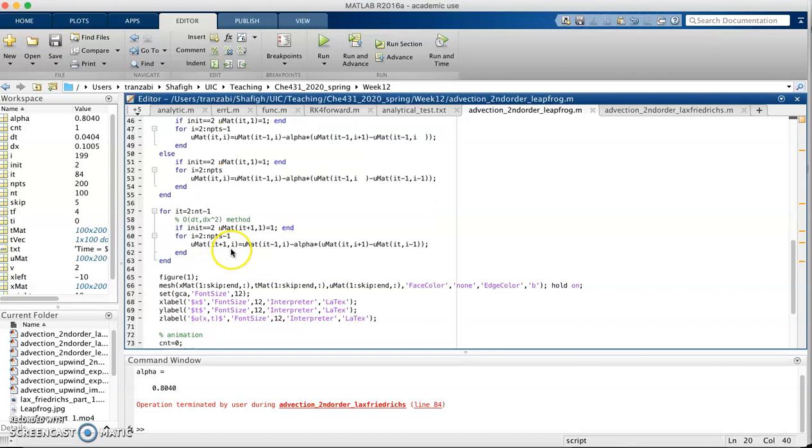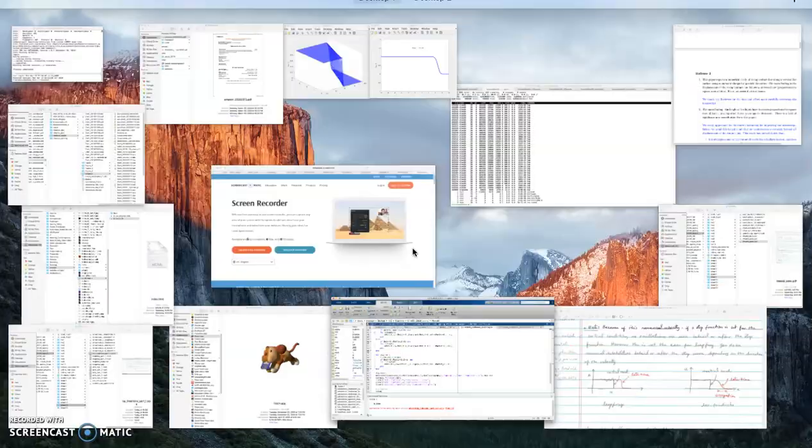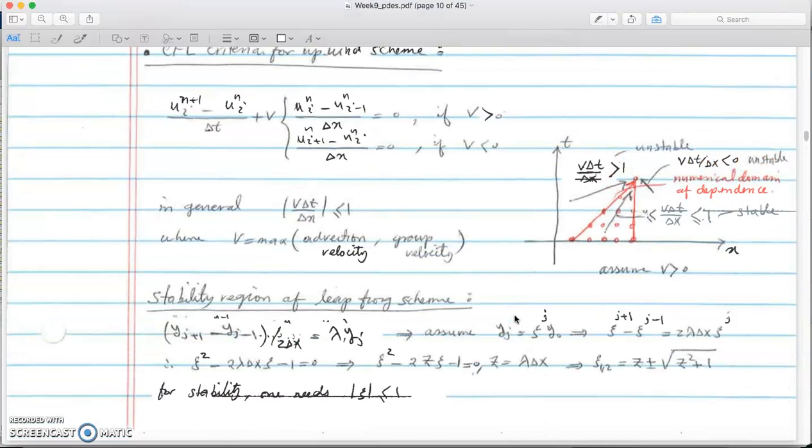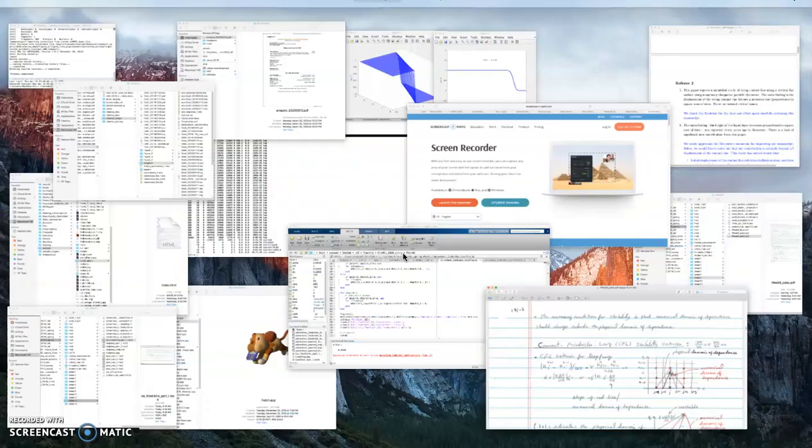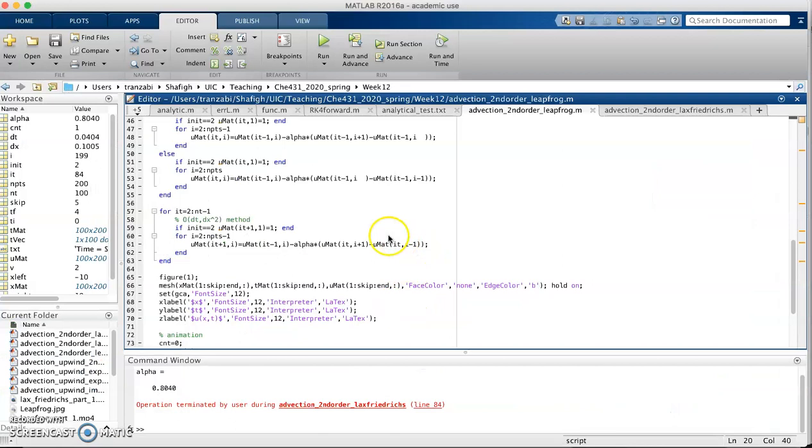Now, here is basically the gist of leapfrog. Remember, in leapfrog, we had u^(n+1) at point i minus u^(n-1) at point i, so this is minus if you take it to the left side. That is equal to negative alpha times (u^n at i plus 1 minus u^n at i minus 1). That's exactly the equation we had right here: n plus 1 is equal to n minus 1 minus alpha times (n at i plus 1 minus n at i minus 1). And that's exactly what we have in this equation. Anyways, we can run the code now.